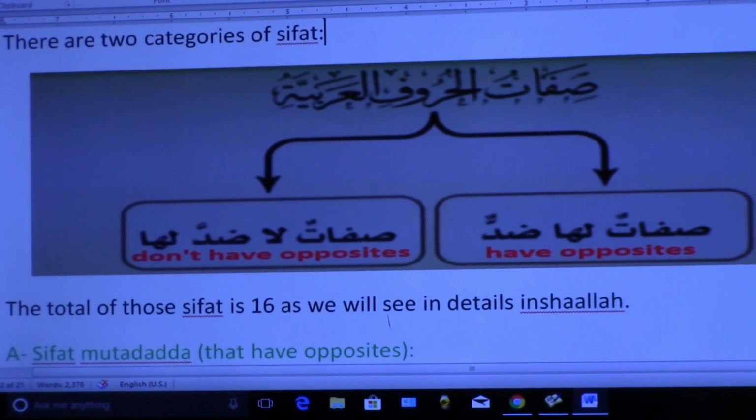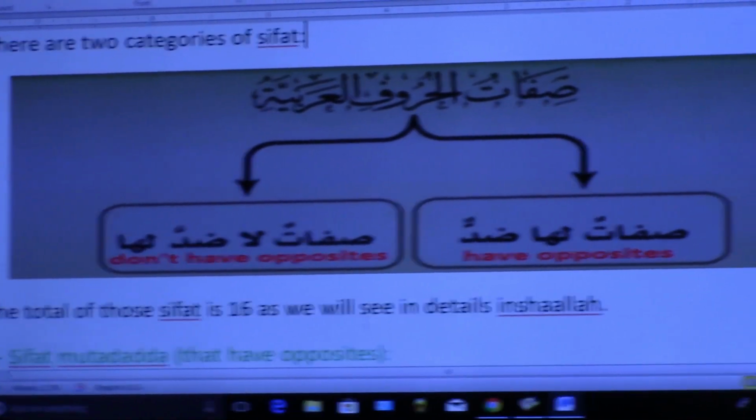The total of all of the sifat is 16. He summarized them in 7 lines. We have 16 sifat. 8 of them are sifat that have opposites. And how many don't have opposites? 8, right? Yalla, let's go right away with the sifat mutadadda. Why is it mutadadda? It means they have opposites. It means every letter must have either this sifa or its opposite.